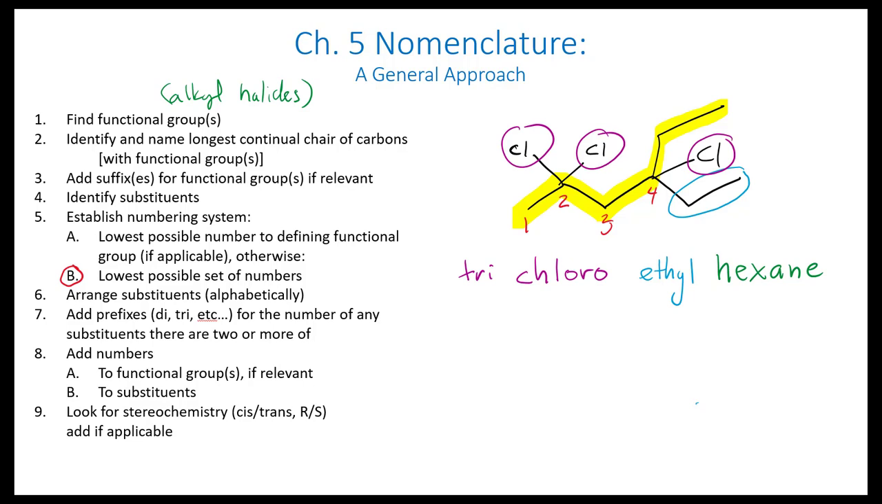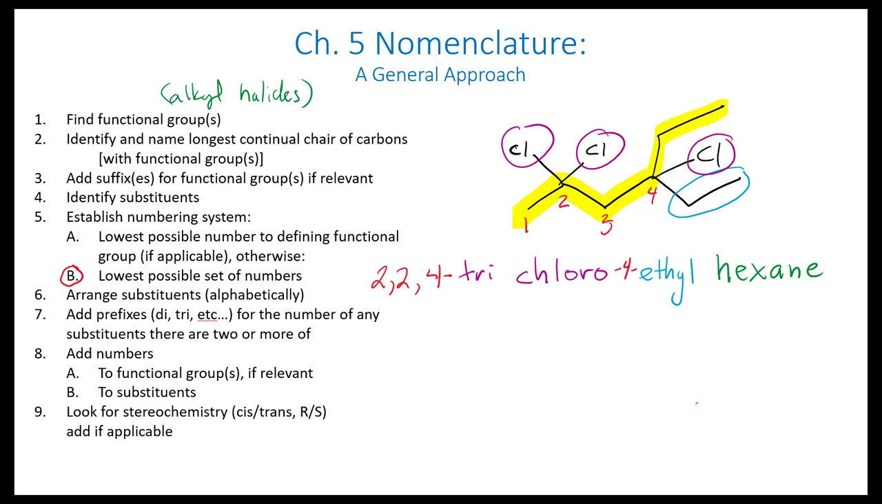And then we want to add the numbers. So we have 2, 2, and 4 dash trichloro. Now notice that we do put the 2 twice to distinguish this molecule from a possible constitutional isomer of 2,4,4-trichloro. So we can't just put 2,4-trichloro because that doesn't tell us which of those numbers we have more than one chlorine at. So 2,2,4-trichloro-4-ethylhexane.